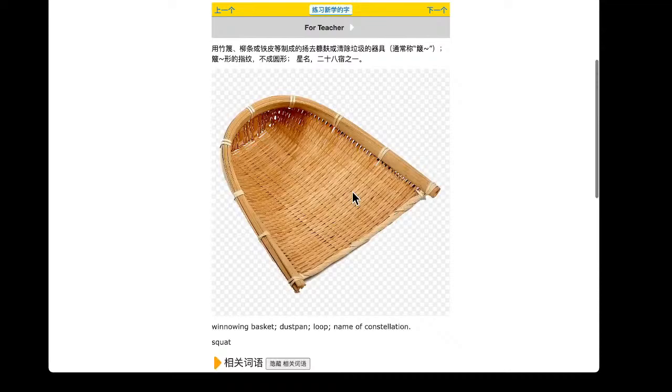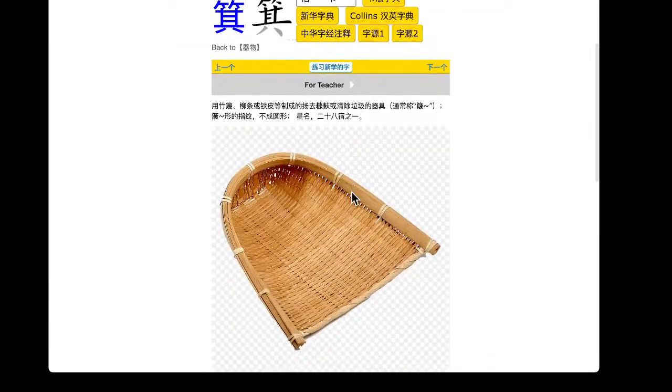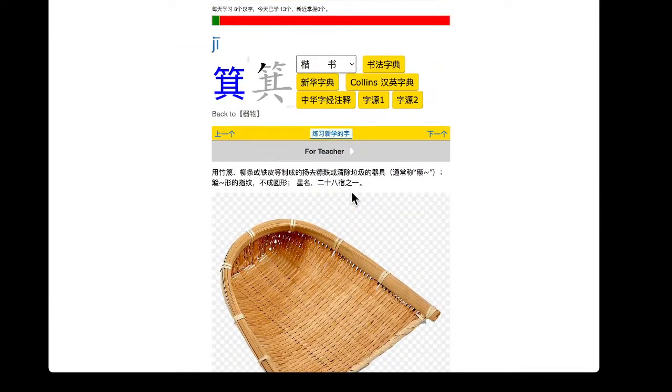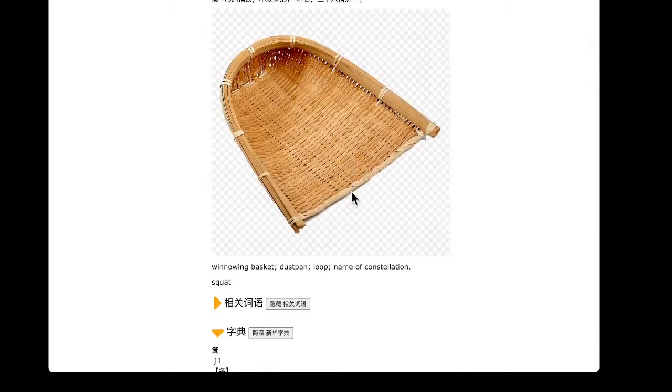What is this? 寄居 is squat. Apparently it's supposed to be used to mean squat. You split your legs and sit low to the ground. Only dustpans can also be called that. 箕簸, spirit of wind. What's that got to do with anything? I don't know. 这个就不知道了.